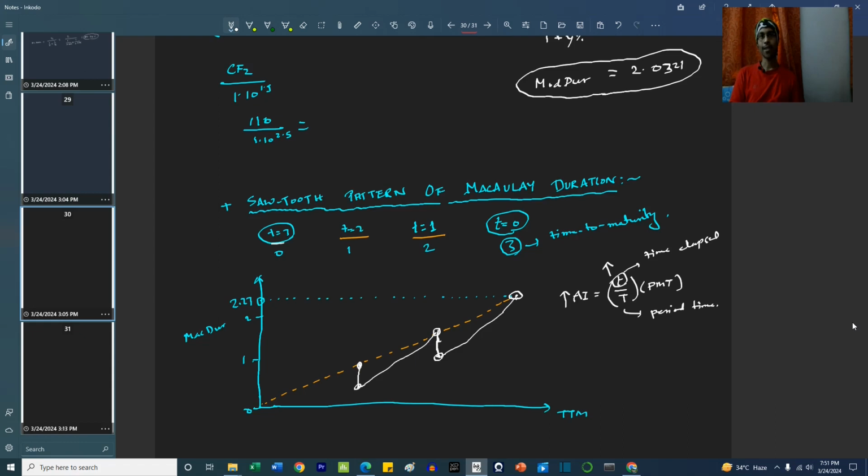And for the last payment, because there is only one payment, there is no difference between the smoothened line and the Macaulay duration. There is no question of dividing the proportion between accrued interest and the full price. So this is why this sawtooth pattern is seen in the Macaulay duration.